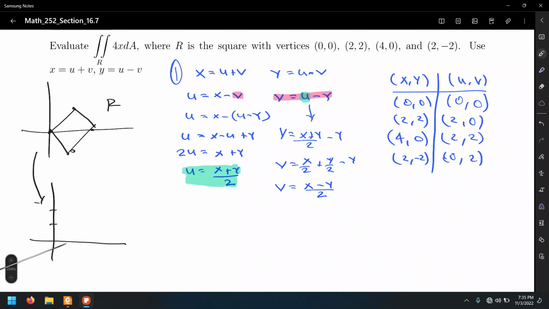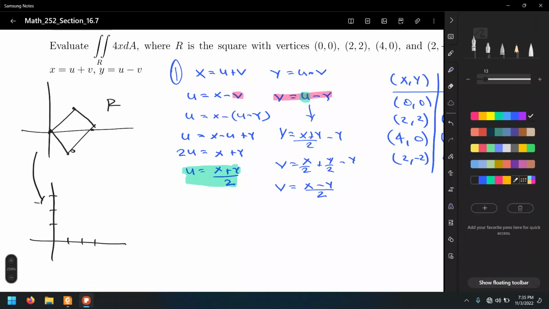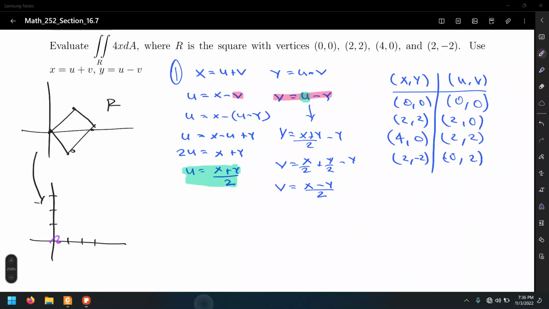And check what's going to happen. So that's going to be the point 0, 0, the point 2, 0, the point 2, 2, and the point 0, 2. What did we get? Isn't that a region a lot easier to integrate over? Alright? It's both vertically simple and horizontally simple instead of that diamond or that 45-degree rectangle.